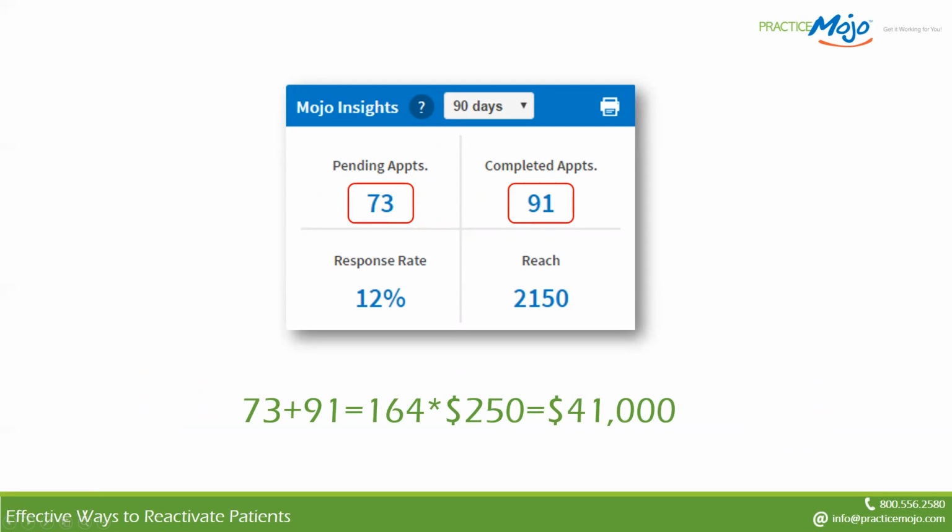I'm seeing a few responses about needing help possibly calculating your return on investment. So I just moved back to this screen where it shows you your Mojo Insights. You're going to want to add your pending appointments to your completed appointments, and then multiply that by 250 to see your return on investment.